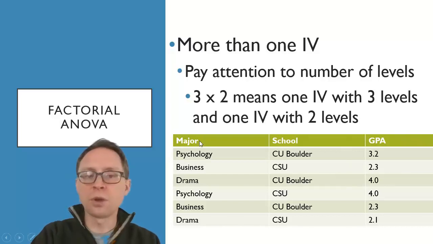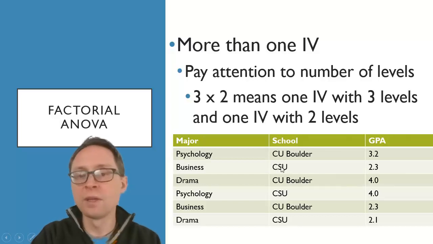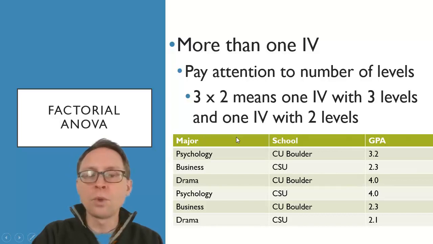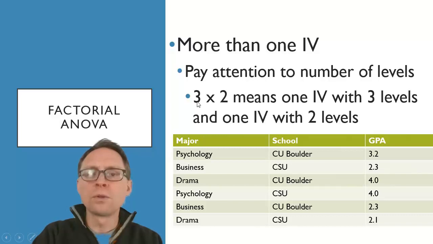All right? So major is a factor and it has one, two, three levels. School is a separate factor, a separate variable, and it has one, two levels. CU Boulder is one level. CSU is another level. We would call this a 3x2 analysis of variance. Three, because the first factor has three levels. By two, because the second factor has two levels. The first factor is major, and it has psychology, business, and drama. That's three levels. The second factor is school, and it has two levels, CU Boulder and CSU. That means it's a 3x2.